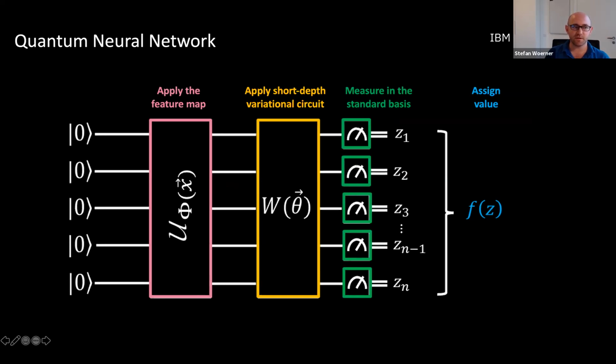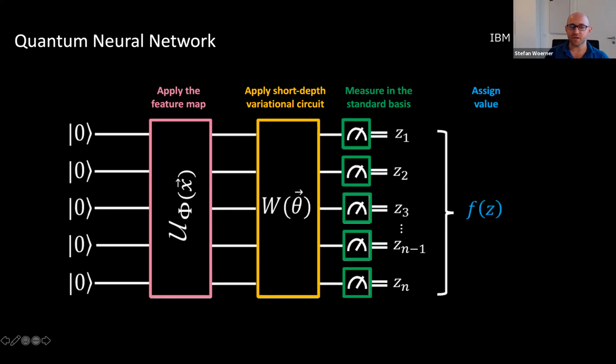Then in this example here, we have this orange box. This is again a parameterized circuit, but this is now really a circuit that we train. So these angles theta are trained in a classical training loop. And you can think of that as the layers of a classical neural network. And then we measure this. For every qubit, we get a 0 or 1. And so we get a bit string out. And then we need to assign a value to this bit string. So in our classification example, it's one of the 2 classes, blue or orange.